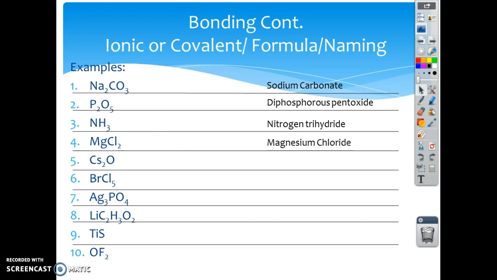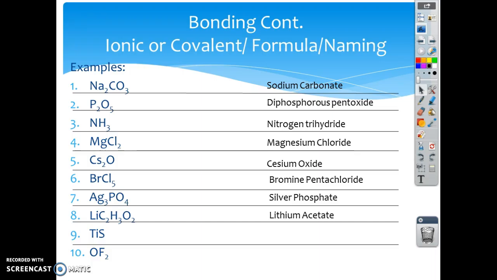In number 5, it's once again an ionic compound, so all we do is say cesium oxide, or cesium oxide, depending on how you pronounce it. Number 6, you should have figured out was covalent, two nonmetals, and use your prefixes, but we don't have to use mono, so it's bromine pentachloride. Number 7 is a metal and a polyatomic ion, so that makes it ionic, and you should have figured out that this was silver phosphate. Number 8, we should have once again figured out it was ionic and determined that this was lithium acetate.